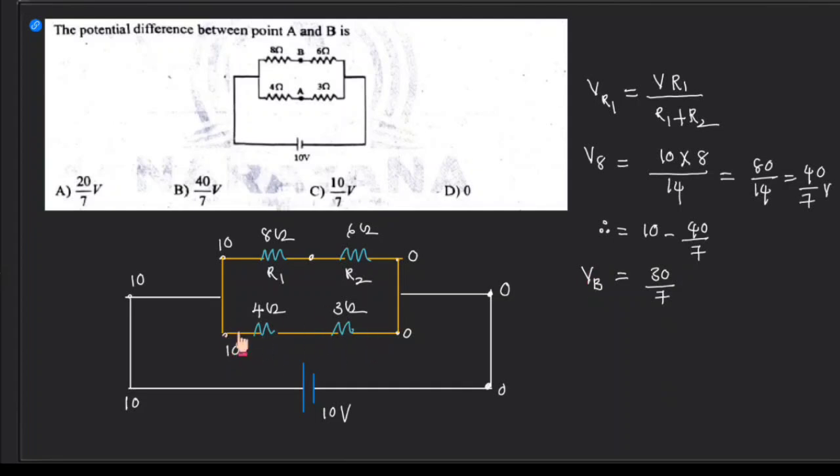In the same case here also do the same, that is voltage division at 4 ohms. Voltage drop at 4 ohms can be written again as total voltage into that resistance by total resistance, which is 7. Therefore voltage drop at 4 ohms will again be 40 by 7, right? So what is the voltage at this point here?